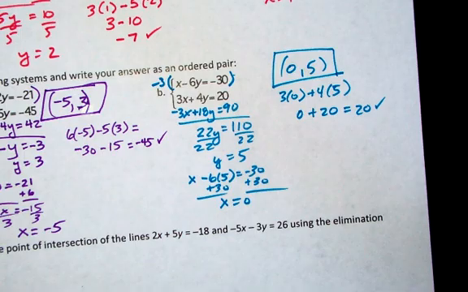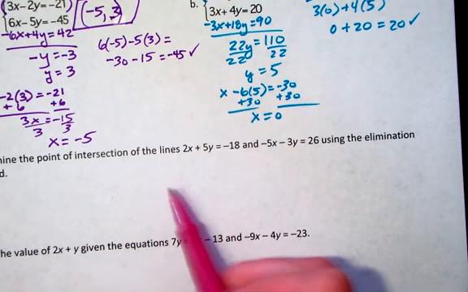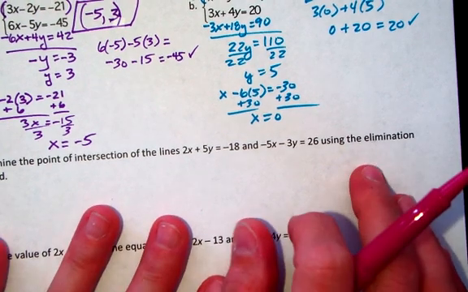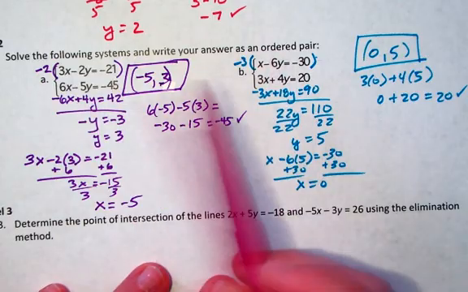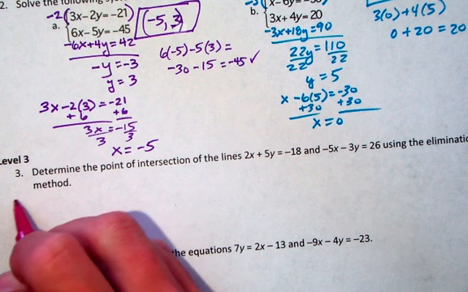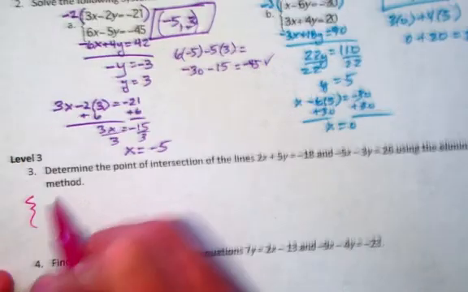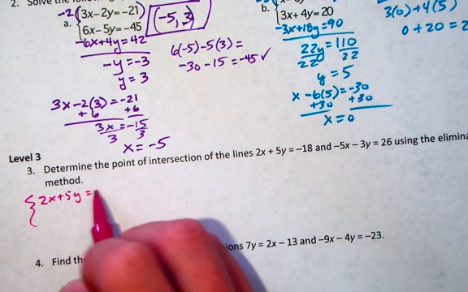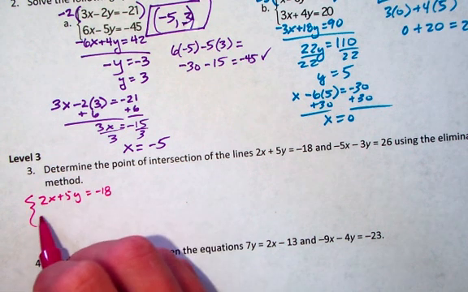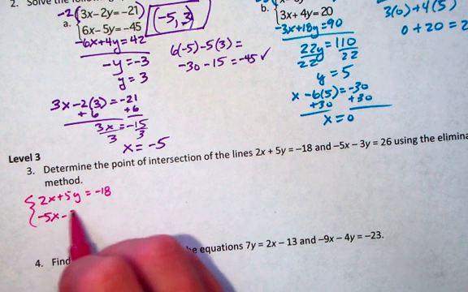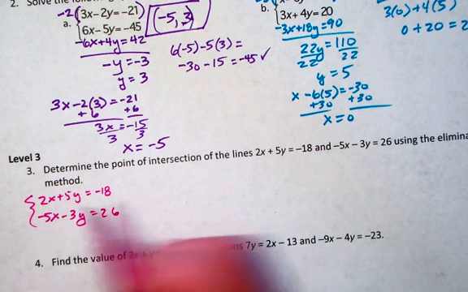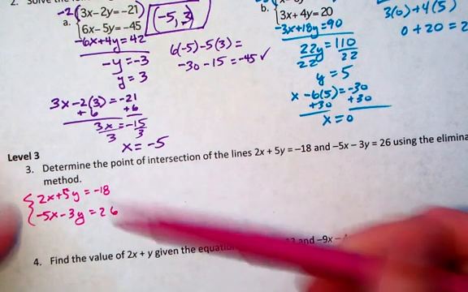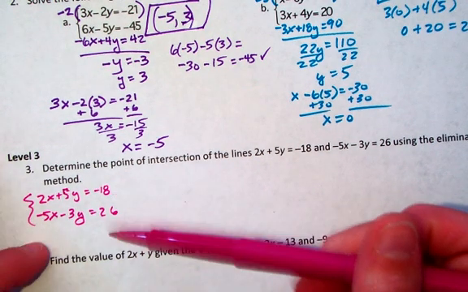Level 3, we are determining the point of intersection of these two lines using the elimination method. Just so you know, this sounds pretty fancy, but that's actually what we were already doing. So I'm going to write these next to each other and put them in system notation. So I have 2x plus 5y equals negative 18. And then I have negative 5x minus 3y equals 26. Now this one is more difficult than level 1 and level 2 because I have to multiply both equations by some number in order to eliminate.